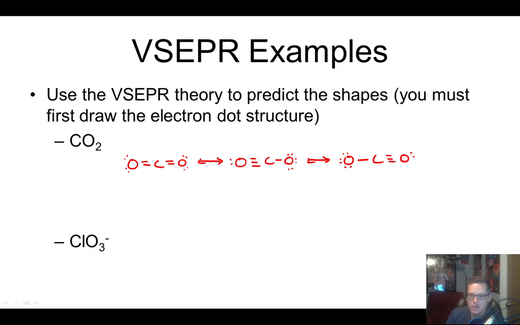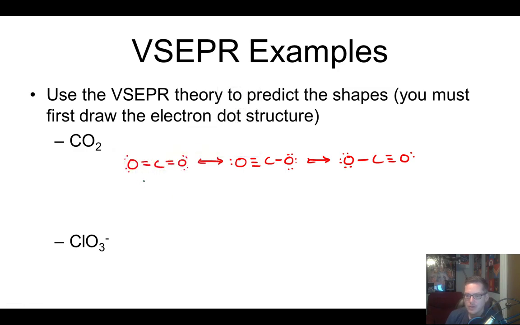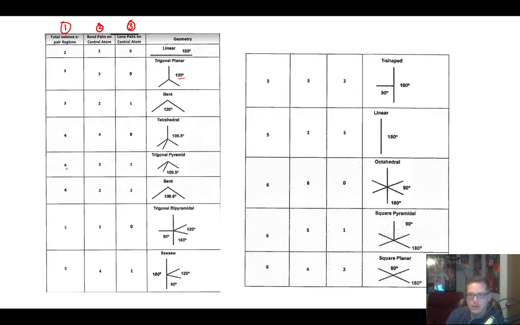Now we got to figure out the geometry. So we look at our central atom, and we ask ourselves, how many electron regions do we have? Well, around the carbon, we've got 2 electron regions, right? We've got this one here, and we've got this one here. And it's the same thing for all of these, which is really nice. So for our first column, we're looking for a 2, okay? So this is the region we're in right here. So we've got 2 electron regions, okay?